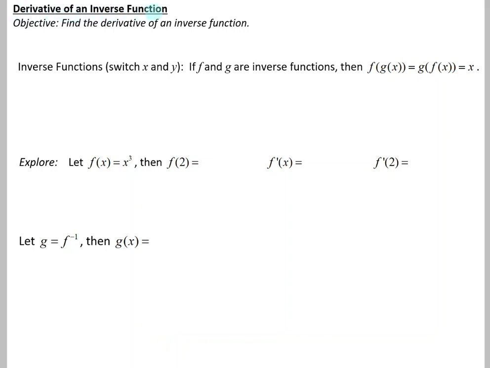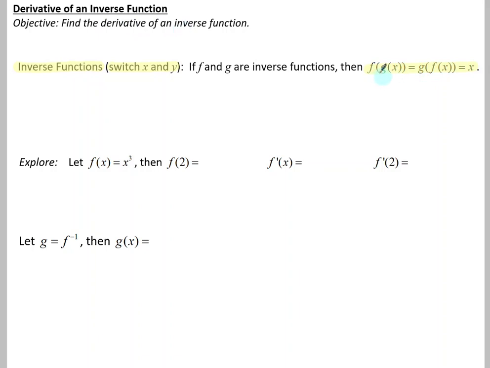Derivative of an inverse function. Our objective is to find the derivative of an inverse function. Remember that inverse functions means the x and y switch. If f and g are inverse functions, then f of g of x will equal g of f of x, which equals x. Now today we're talking about the derivative of an inverse function.